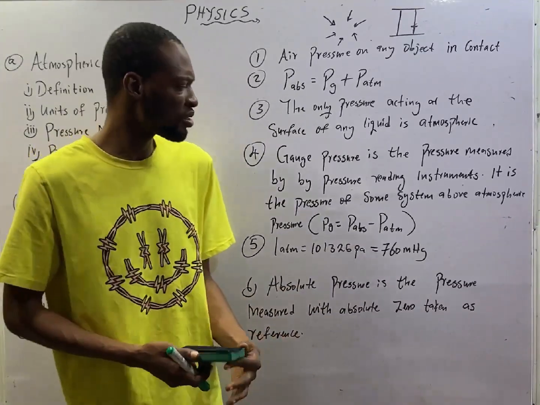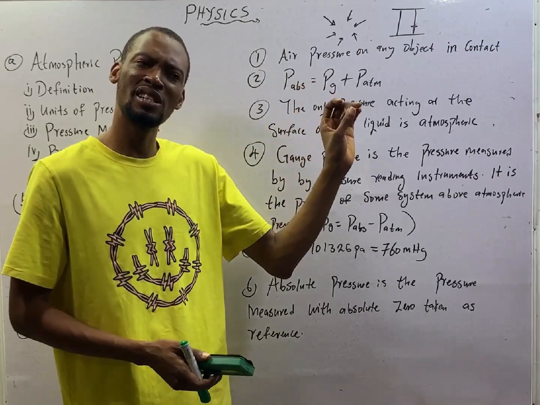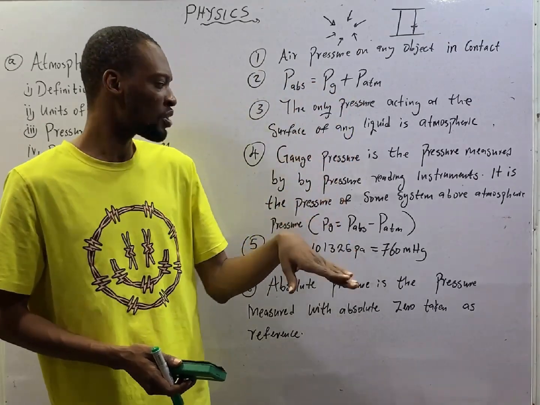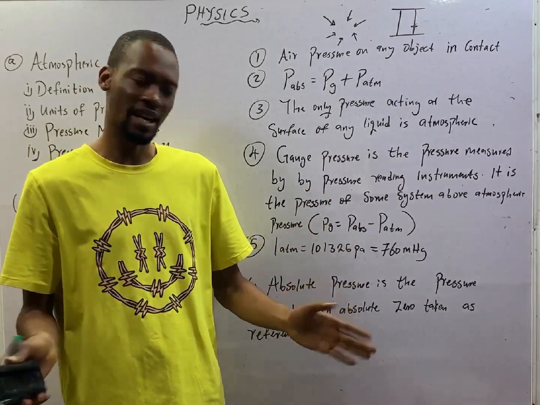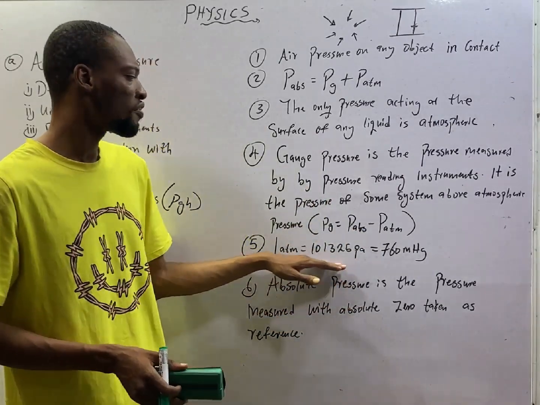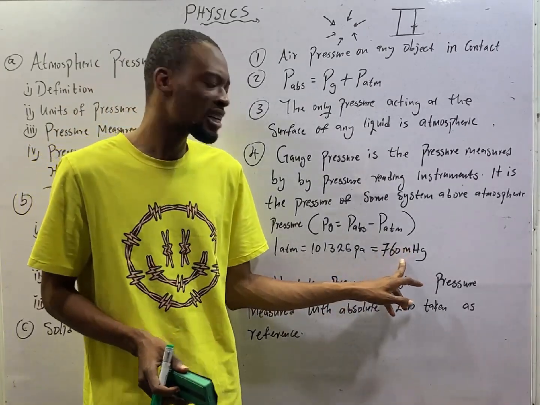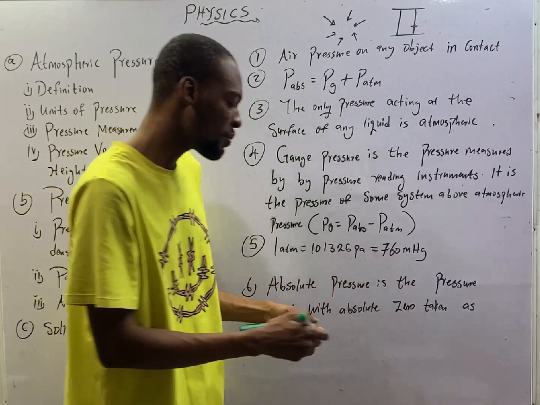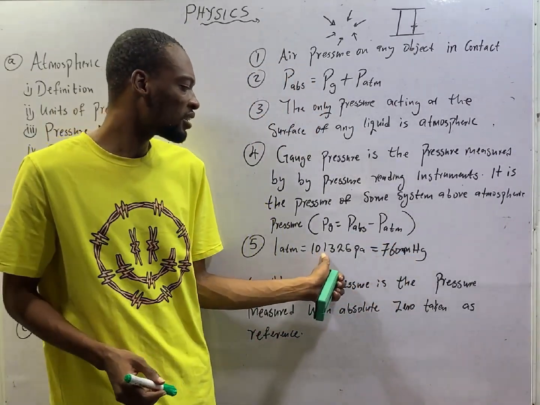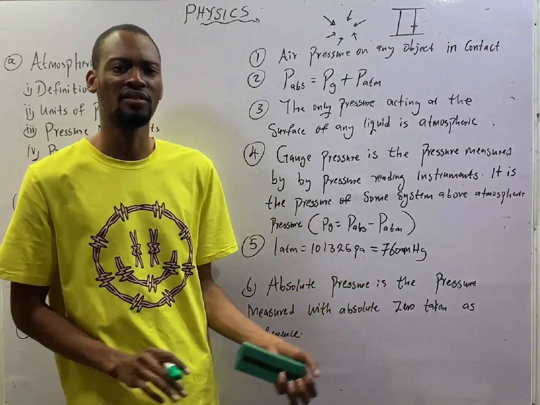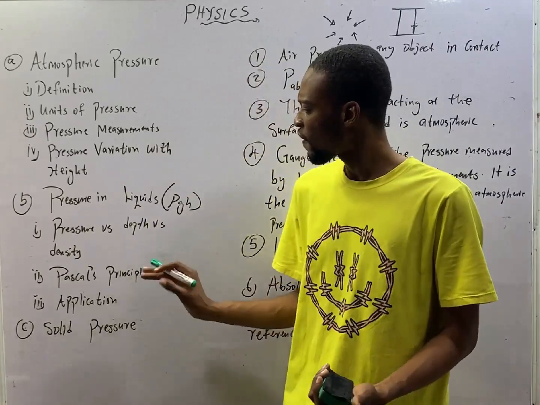The unit of pressure natively is Newton per meter squared. Force in Newton, area in meter squared. And Newton per meter squared is the same thing as Pascal. This is the conversion for pressure. 1 atmosphere equals 760 millimeter mercury, mmHg, and this equals 101,325 Pascal. This takes us to Pascal's principle.